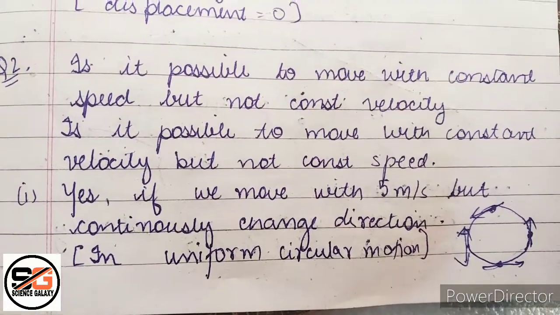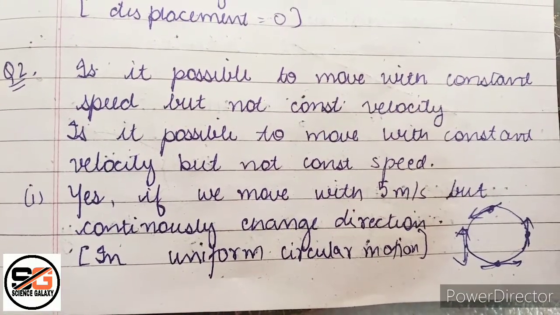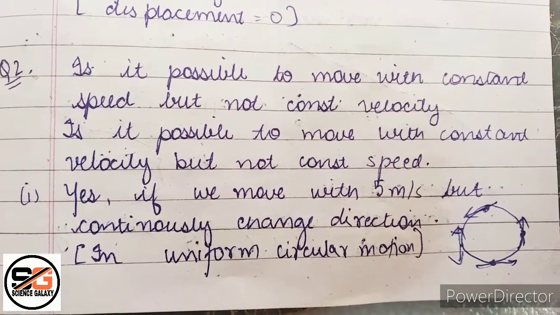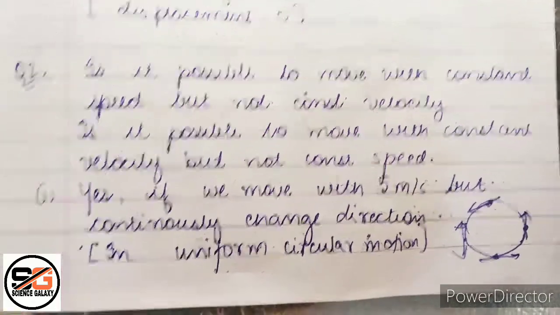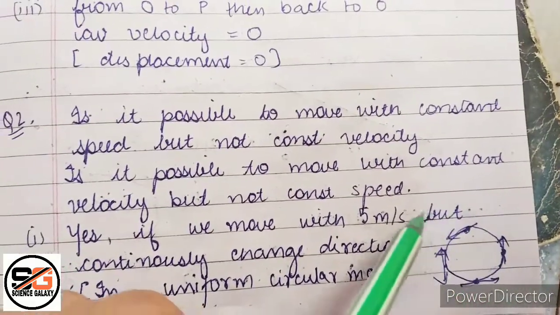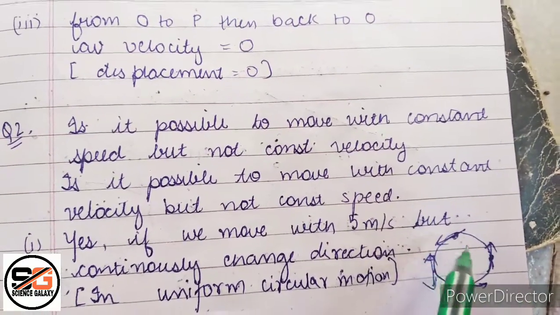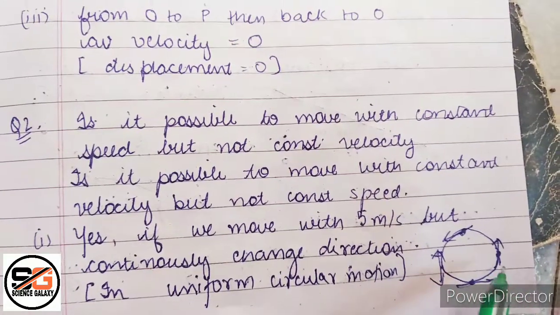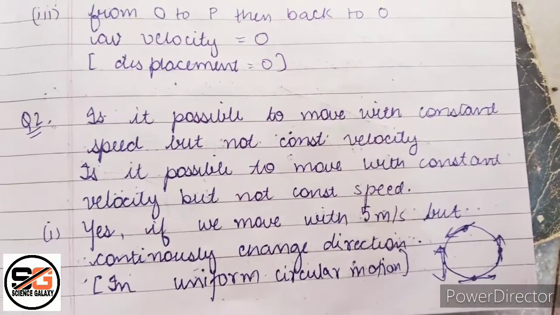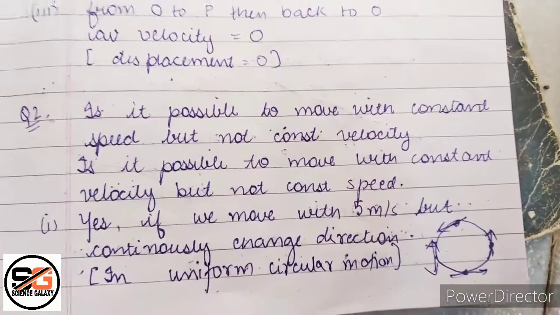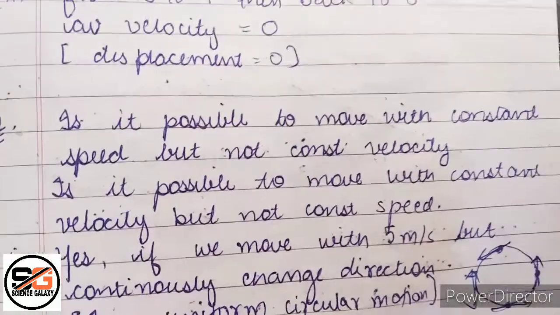So if I continuously change my direction and move with a constant magnitude, I would have constant speed, but not constant velocity. My velocity would be variable. For example, I was doing uniform circular motion. In uniform circular motion, at every instant, my direction of motion was changing. At this point, this was my direction of motion. At this point, this was my direction of motion. But I was constantly moving with 5 meters per second. So my speed is constant, but my velocity is variable.